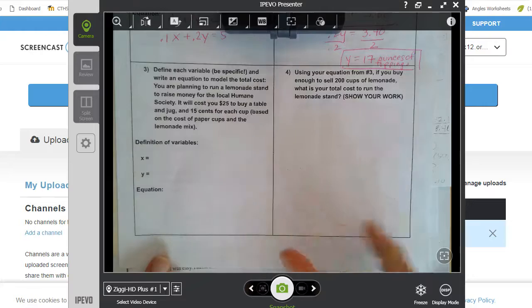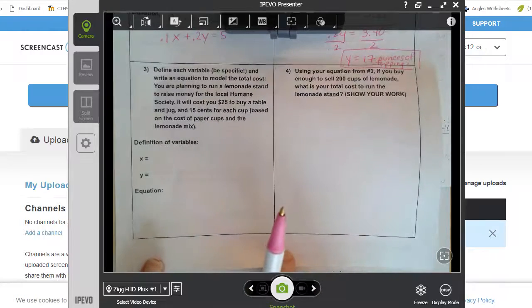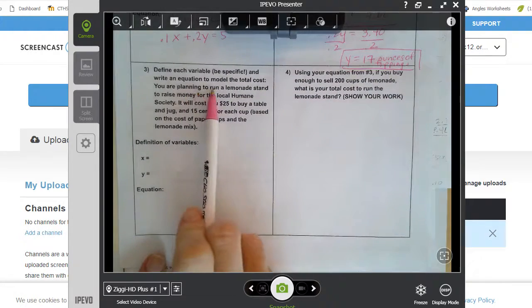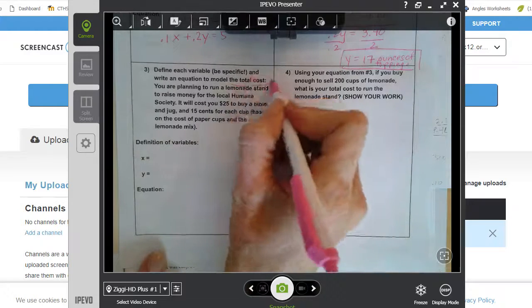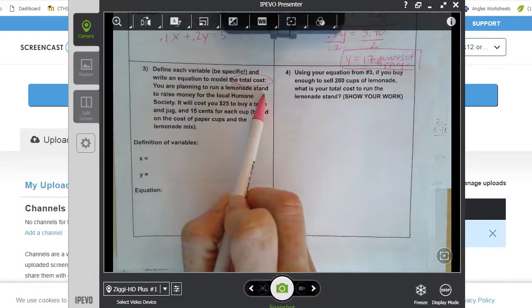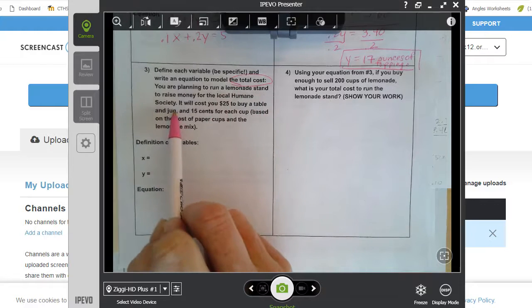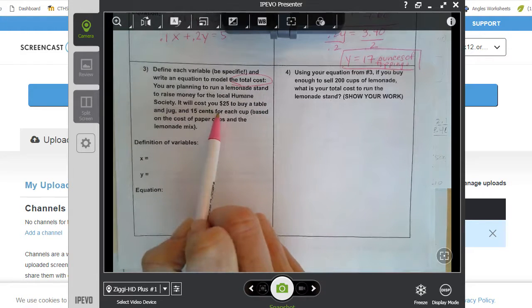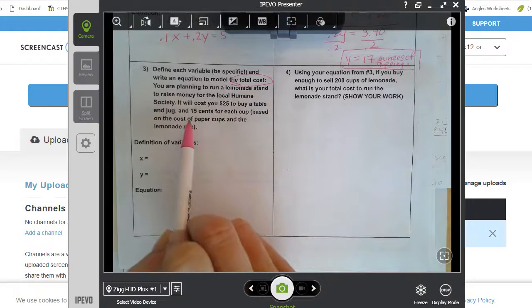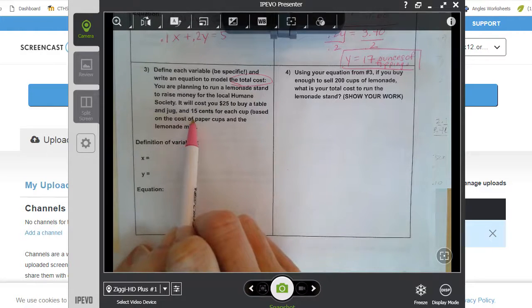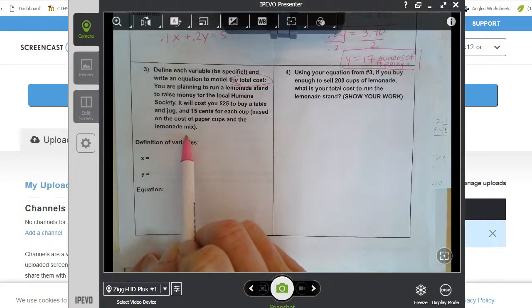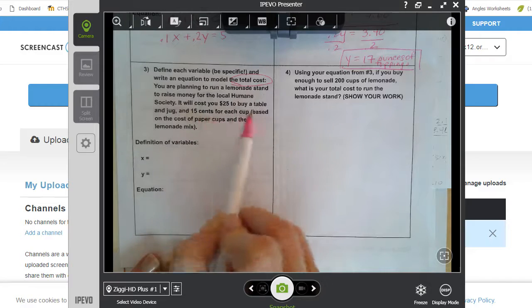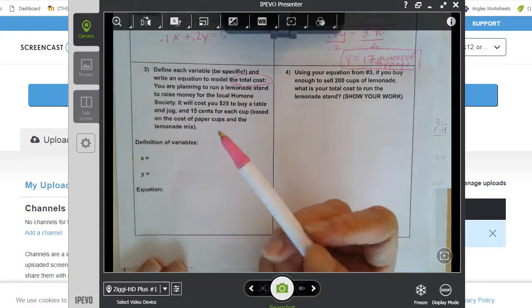Okay, so let's go to number 3. Again, we're being asked to define the variables and write an equation to model the total cost. Let's see what's going on here. We're planning to run a lemonade stand to raise money for the local Humane Society. It will cost us $25 to buy a table and jug, and 15 cents for each cup. I guess they're including the cost of the paper cups and the lemonade mix in that estimate.